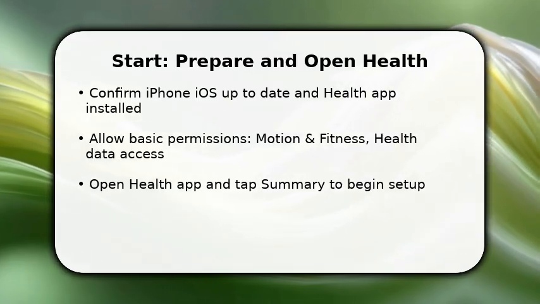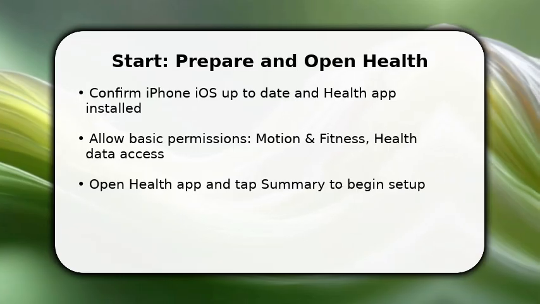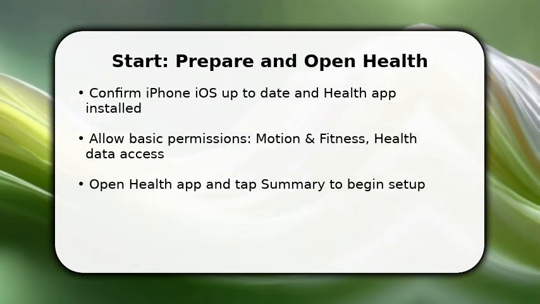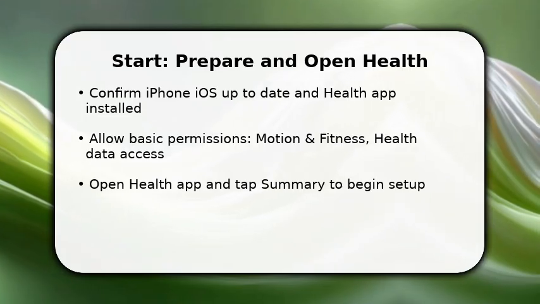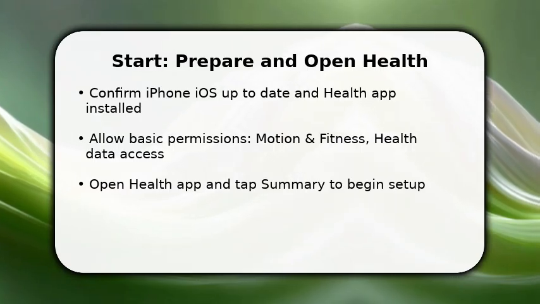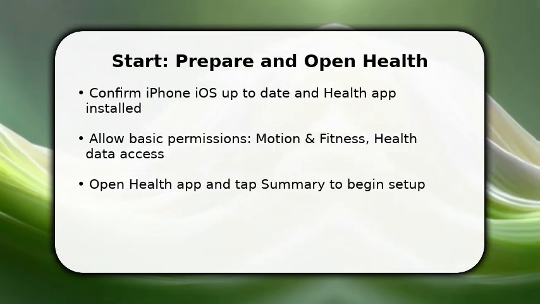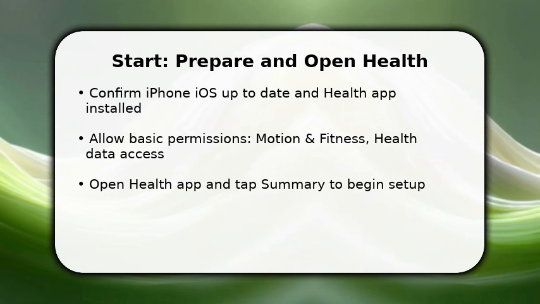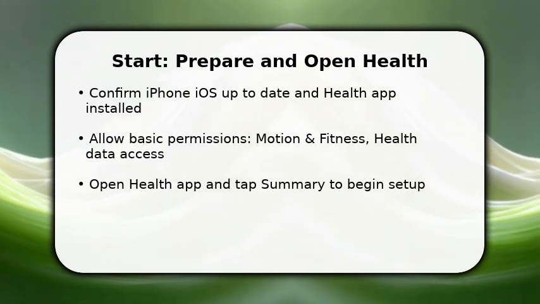Once done, open the Health app and go to Summary. From here, tap your profile to add important details like birth date, sex, and blood type so measurements compare correctly. These initial choices matter because they calibrate activity estimates and make trends meaningful as you use Health going forward.